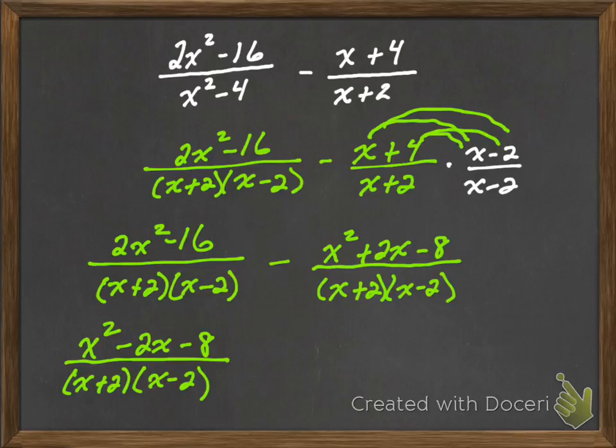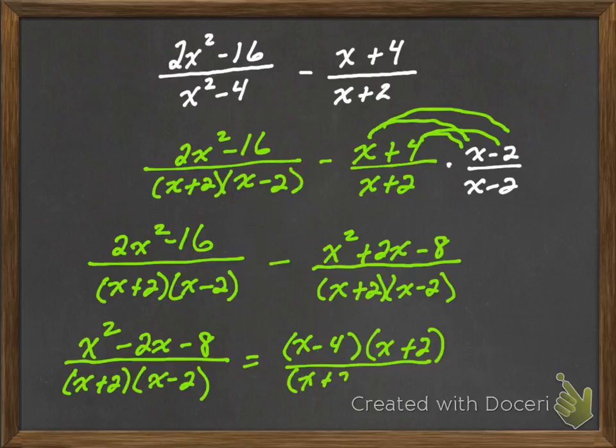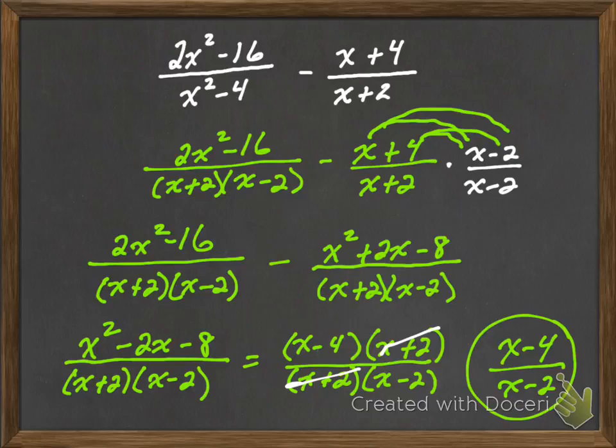Now, once again, this numerator will factor down. And this factors down to x minus 4 times x plus 2. And that is beneficial for us, like before, because your x plus 2's will cancel out, leaving us with x minus 4 over x minus 2.